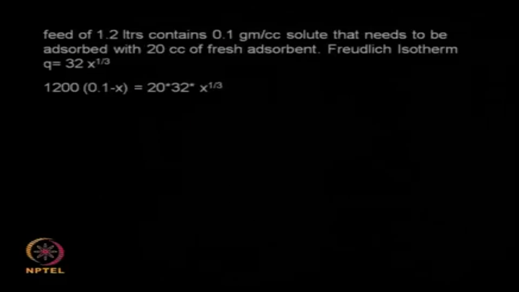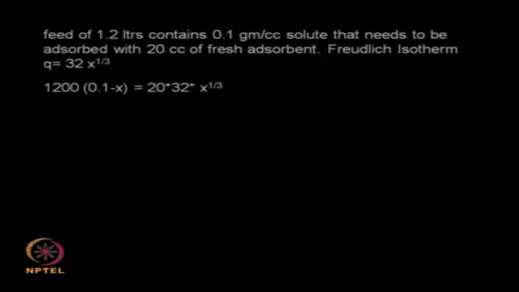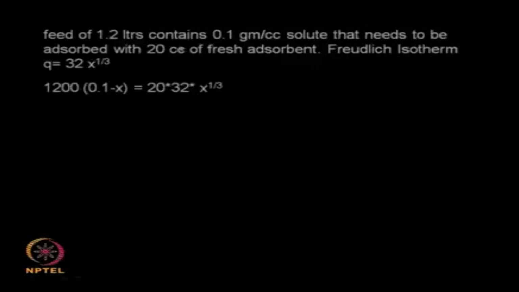Again we can do a mass balance. So how do you do that? We can do 1.2 liters, that is 1200 cc, the amount of solute is 0.1 and the amount of solute after the adsorption process is x, so 0.1 minus x. Now this should be equal to the amount of solute that is present in the adsorbent, and initially the adsorbent is fresh, so you can just put 20 cc multiplied by 32 times x raised to the power 1 by 3.